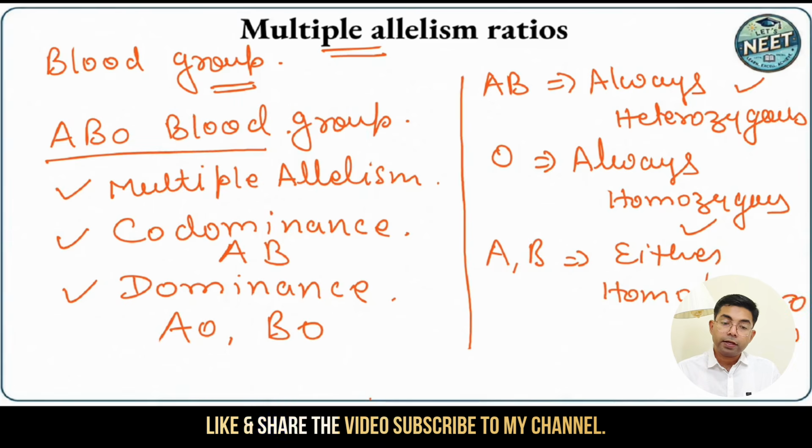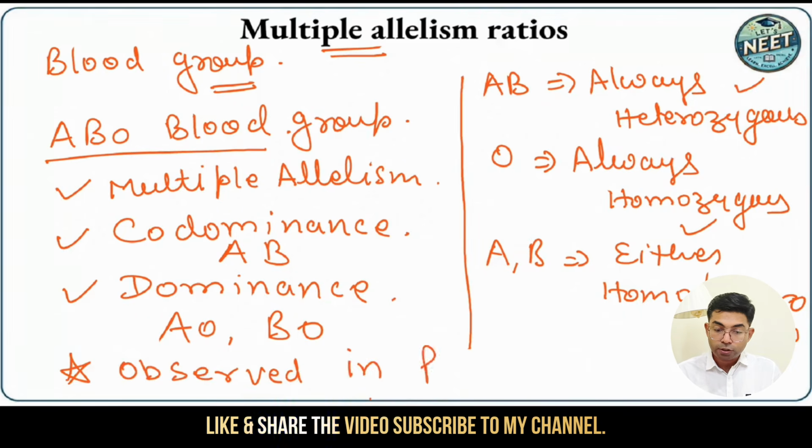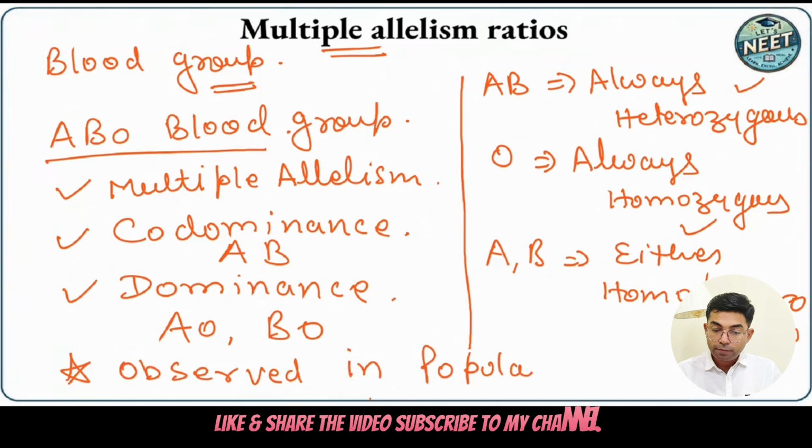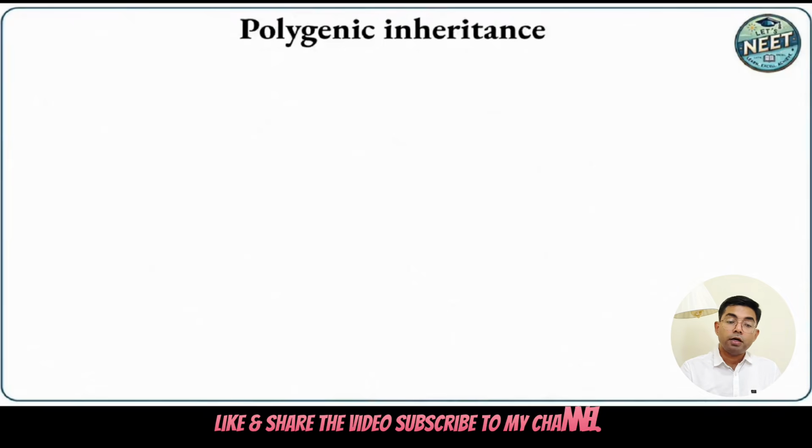Another very important part is that multiple allelism has more than 2 alleles, but one individual can only have 2 alleles. That's why multiple allelism is only observed in a population. You cannot observe it in an individual. So that is also very important. Keep it in mind. Now another very important and a little confusing topic is polygenic inheritance.